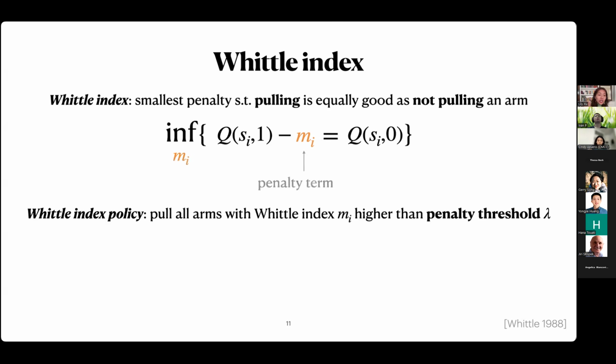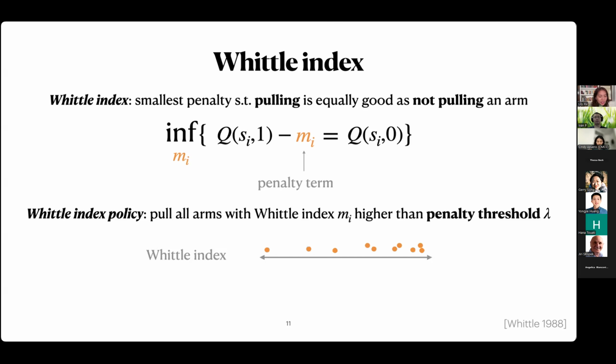And then the Whittle index policy is to just take actions on all the arms with a Whittle index higher than some penalty threshold. And critically, this enables us to break down the problem setting so we don't have to evaluate the benefit of one action across the entire space, but instead we can evaluate the relative benefit of acting on each arm individually and then translate that into an overall policy.